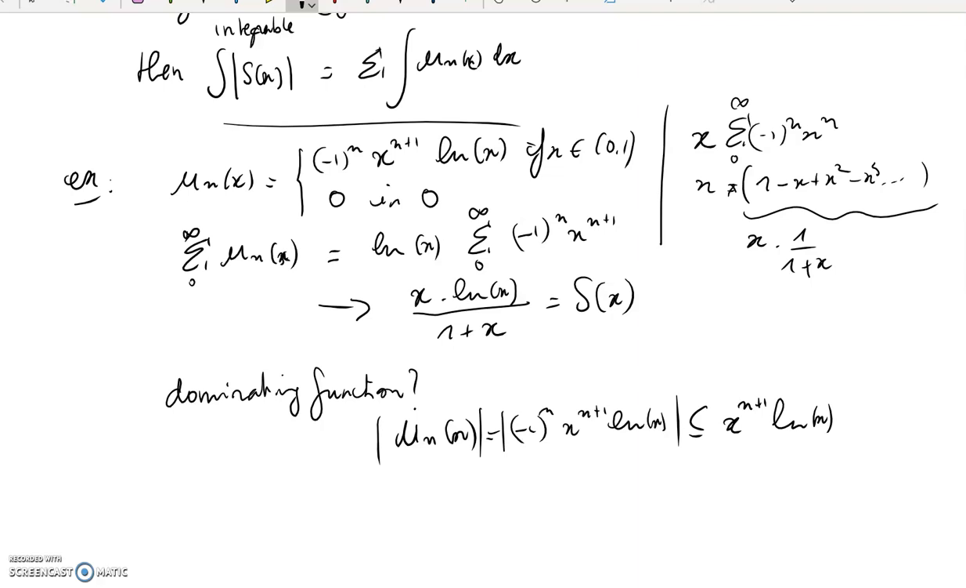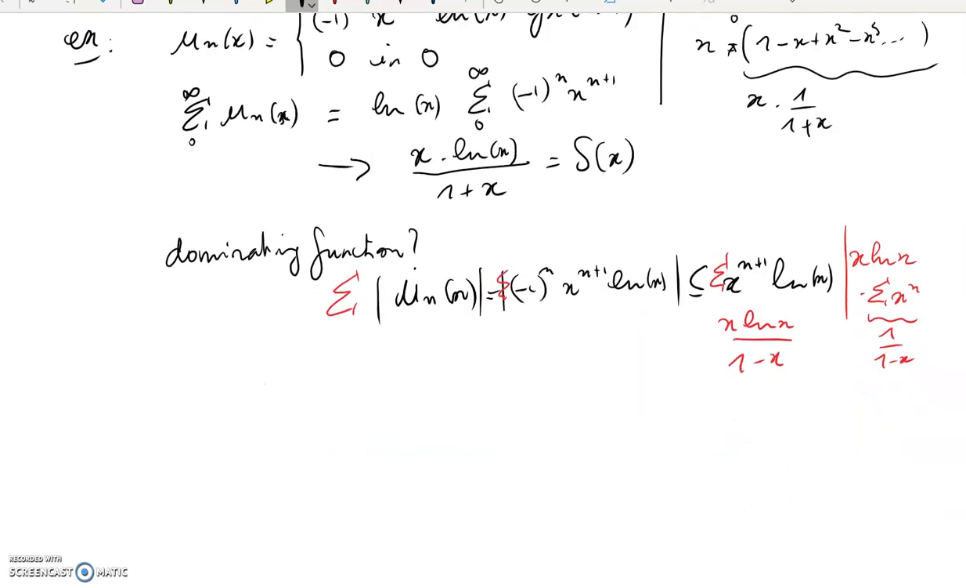So when I'm doing the sum here, what do I get? I get x ln of x times the sum of the x to the n, and this one has a limit which is 1 over 1 minus x. Again, geometric series or whatever you can remember about power series that we saw last year. So that could be a nice dominating function.